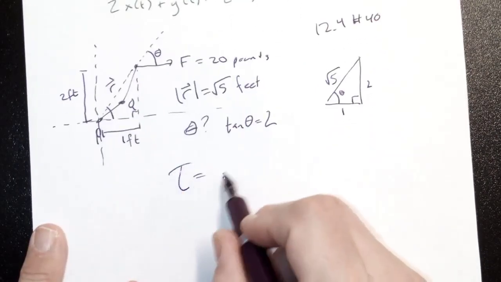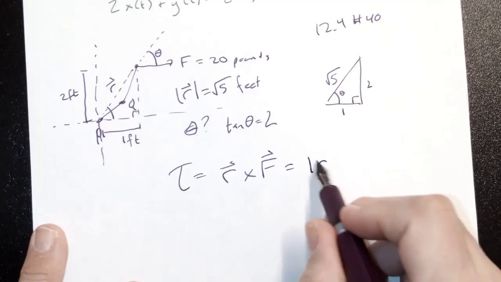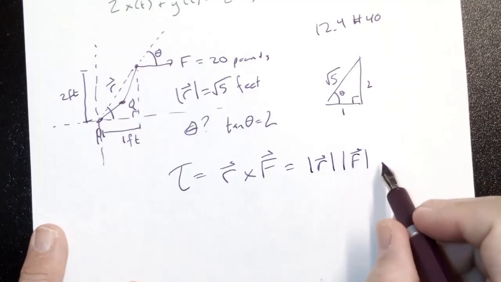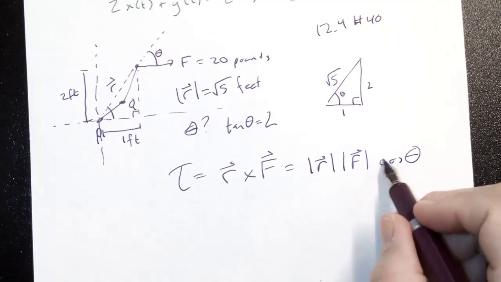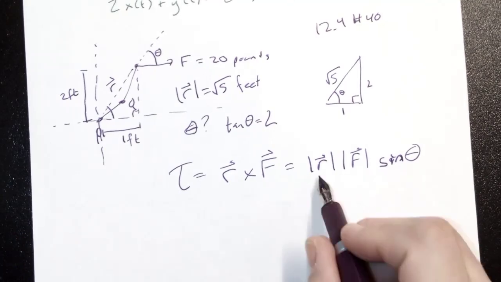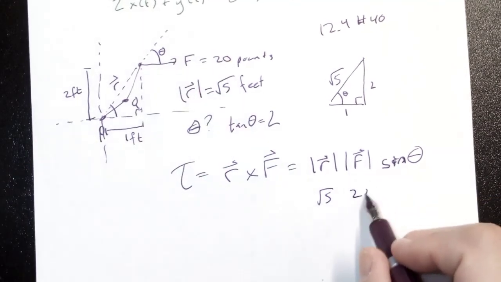Torque is R cross F, which is the same as length of R, magnitude of F, cosine theta. Yeah. Cross product: sine theta. Dot product is cosine, cross product is sine. Length here is square root of 5. Length here is 20.